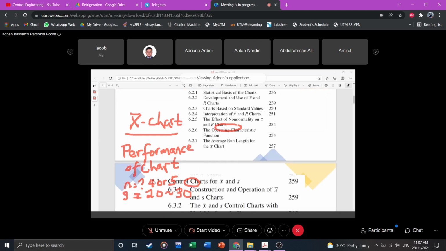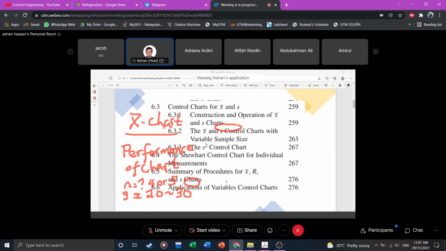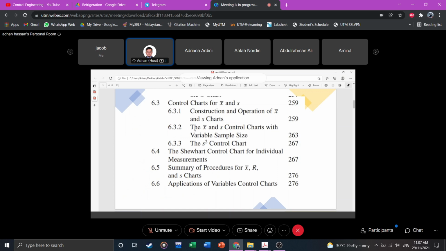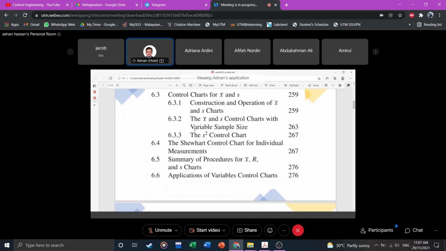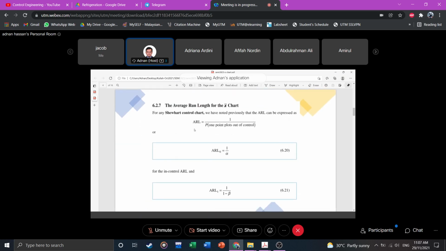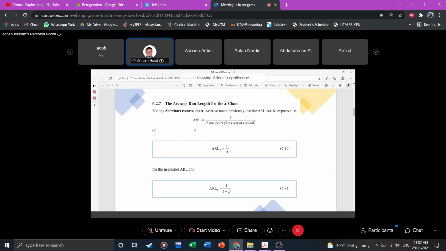Okay. So another chart that we have is X bar chart and S chart. So I mentioned just now the performance of the control chart. We decide how many samples to take, how many subgroups, and also we decide the control limits. How do we decide control limit? Normally, control limit is decided based on plus minus 3 sigma. This is common for any control chart.